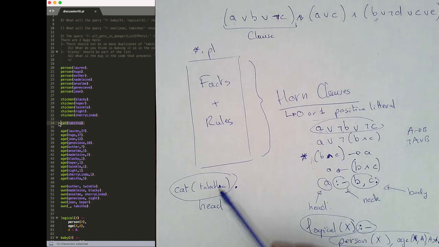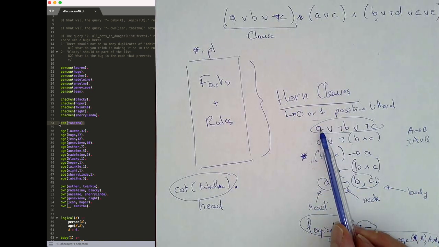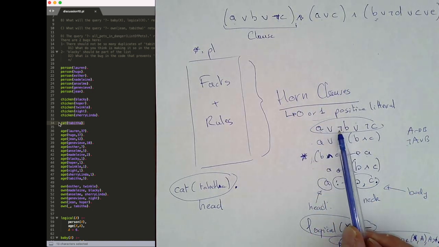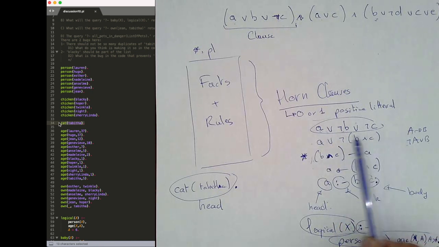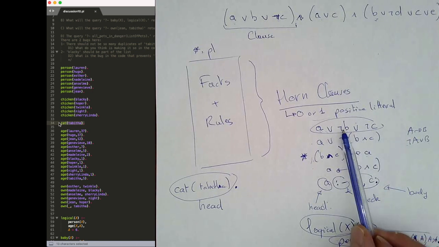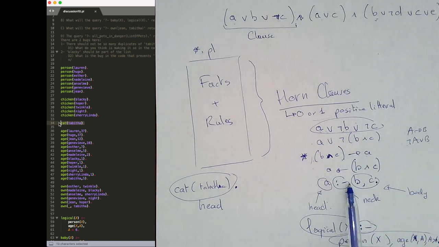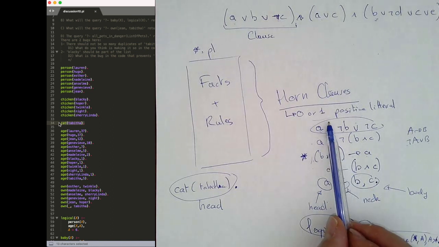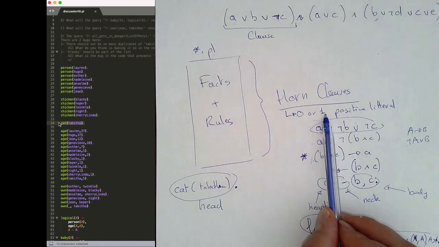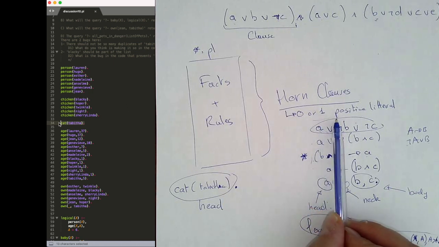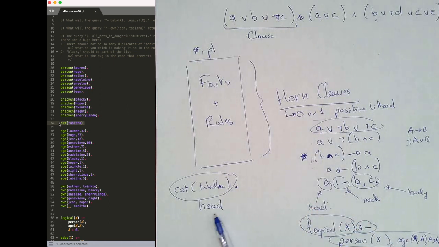So these are headed Horn clauses, these ones, the facts and the rules, because they have one positive literal and possibly zero or any number of negative literals. If it's zero negative literals, it's a fact. If it's one or more, it's a rule. Now, we said that a Horn clause could possibly have zero positive literals. That means it has no head. That's what we call a headless clause.